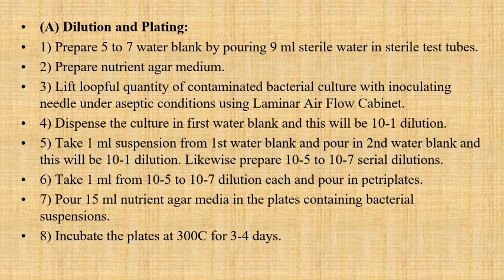Dispense the culture in the first water blank. This will be 10 raised to 1 dilution. Take 1 ml of suspension from the first water blank and pour into the second water blank, and this will be 10 raised to 2 dilution. Likewise prepare serial dilutions up to 10 raised to 7. Take 1 ml from 10 raised to 5 to 10 raised to 7 dilution and pour in each petri plate. Pour 15 ml of nutrient agar in the plates containing bacterial suspension. Incubate the plates at 30 degrees Celsius for 3 to 4 days.